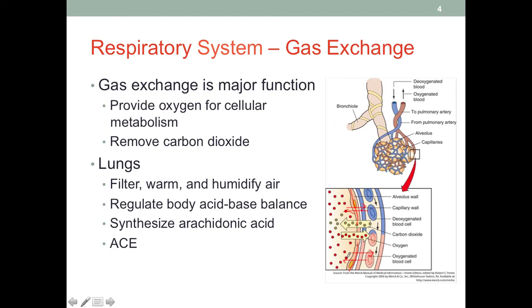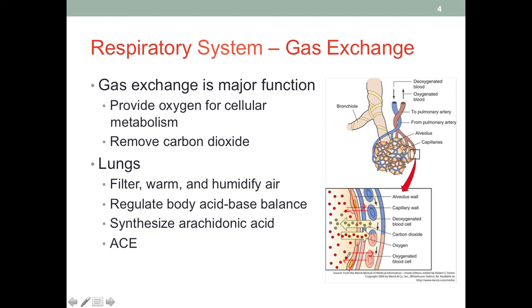So in addition to this essential gas exchange function, our lungs also have other roles. For example, the airways in our system can help us filter and warm as well as humidify the air. From when the air first enters our body in the nose until it reaches the alveoli, that's a pretty long distance. Remember all the branching we saw there.